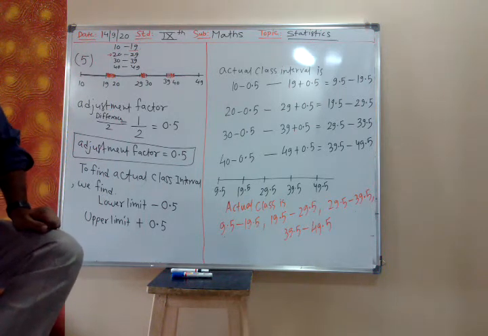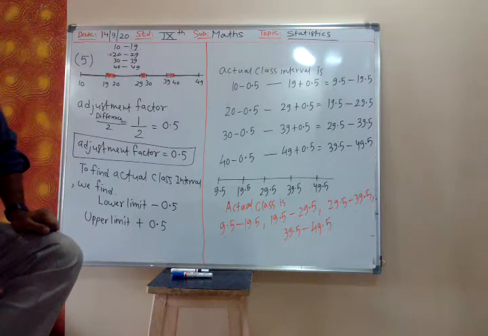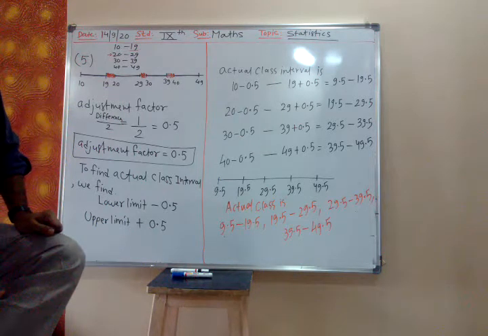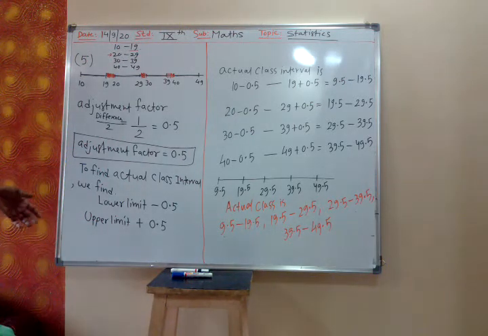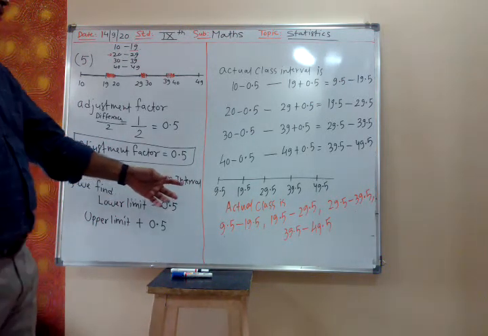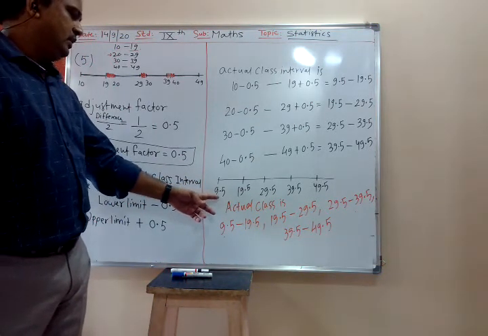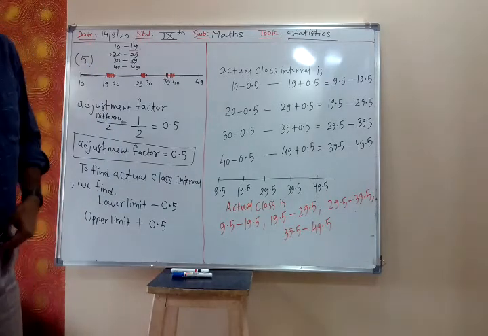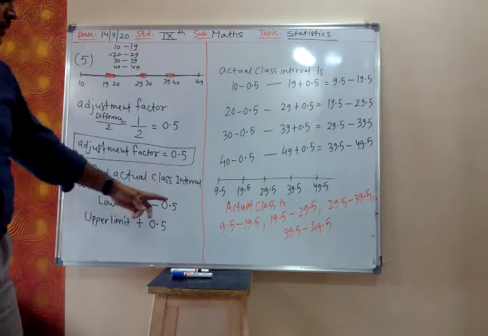So what is asked further? Find the lower class limit, upper class limit and mid value. Is it clear? So what are my lower class limits? 9.5, 19.5, 29.5, 39.5.